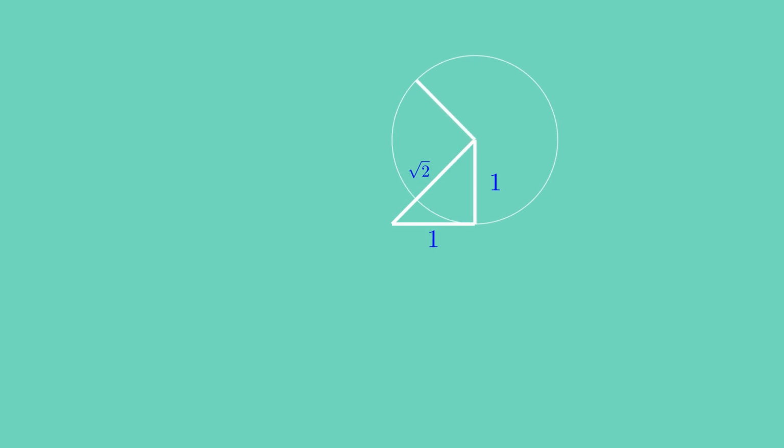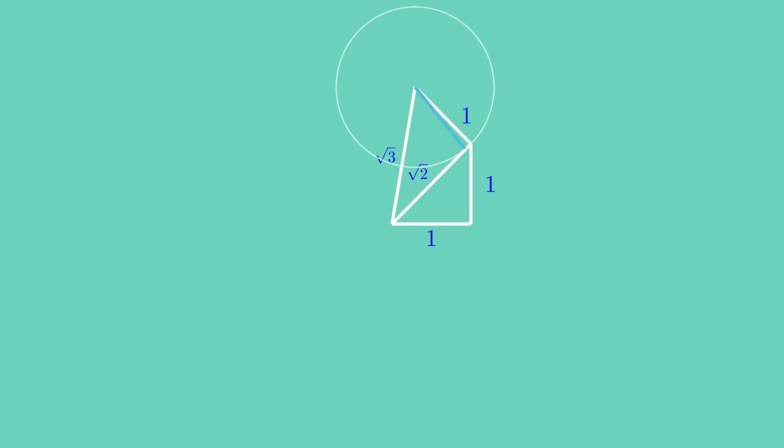Then erect a perpendicular to the original segment at that point. The new hypotenuse measures square root 3. At its tip, draw another unit circle. From that circle's boundary, draw a perpendicular to the latest segment.